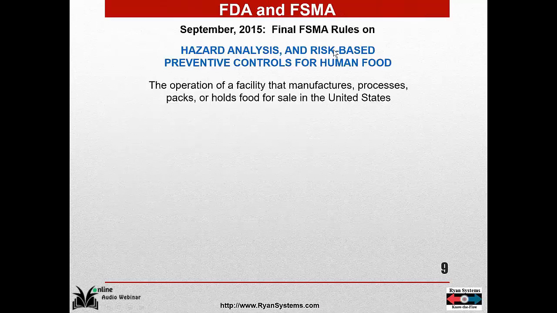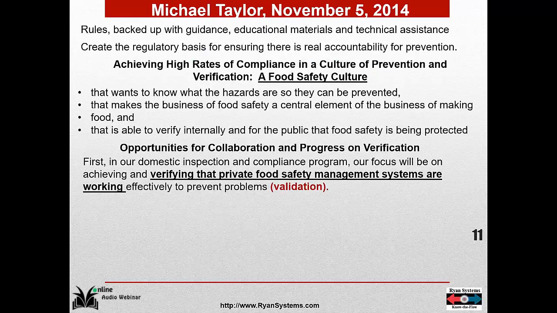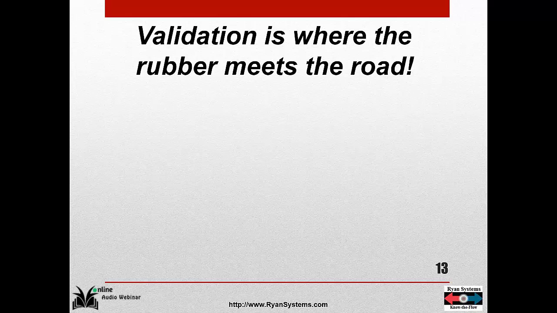Test data, dirty processes. Hazard analysis, you've been through this, and risk-based preventive controls for human food. This is the start of our FSMA rules in 2015. And of course, keeping your records and establishing a recall plan. So you're going to verify that private food safety management systems are working effectively to prevent problems. That's validation. Validation includes process design and qualification and continued process verification. You can't lie about the results of a sample.